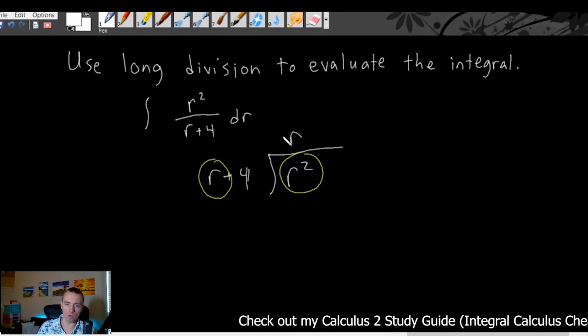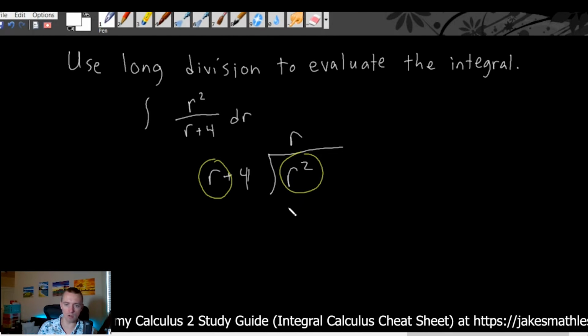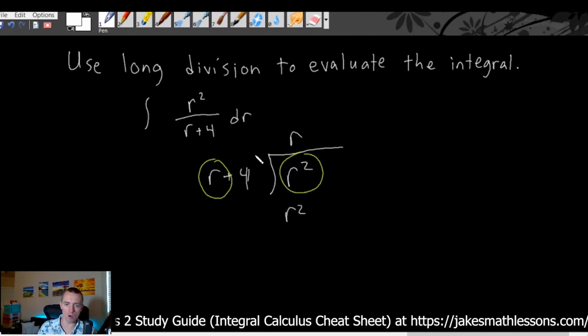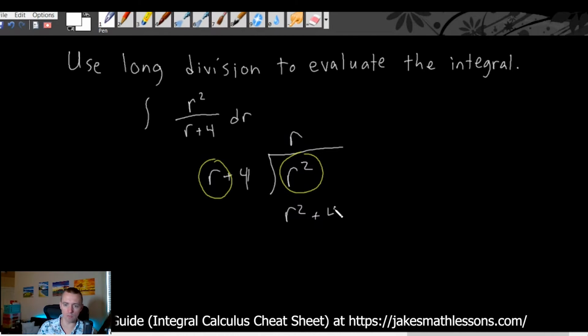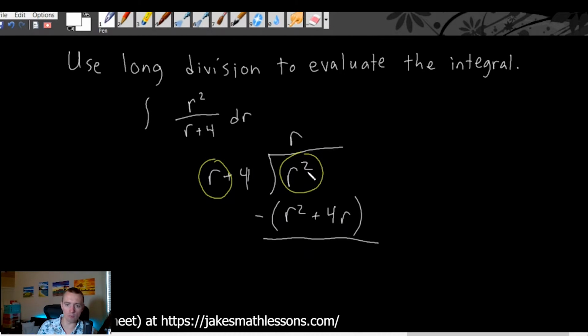Okay, so whatever we just wrote up here, we would do r times all this stuff down here. So r times r gives us r squared. R times 4 gives us plus 4r. Then we minus this whole thing, and make sure to put that in parentheses, from whatever is up inside the division sign here. So r squared minus r squared is 0. Minus 4r gives us negative 4r.